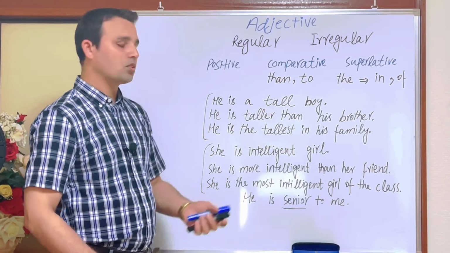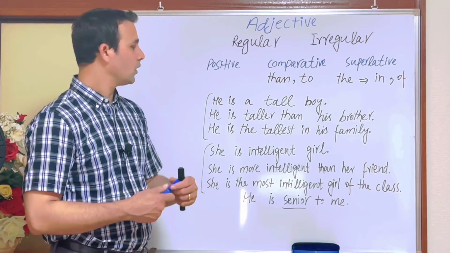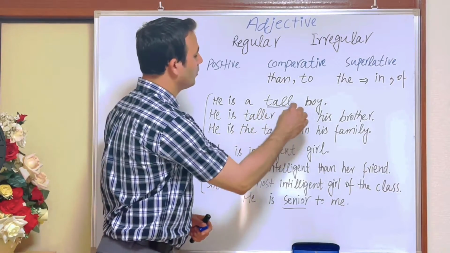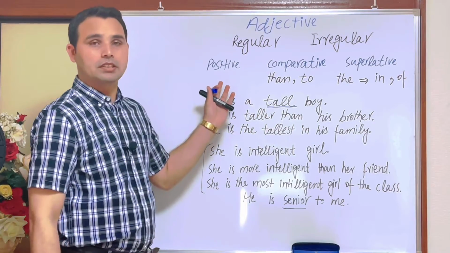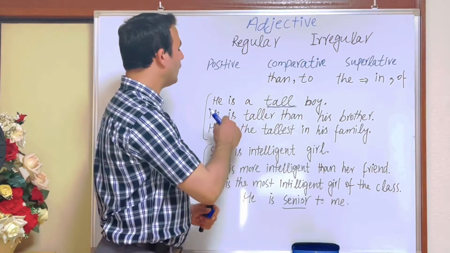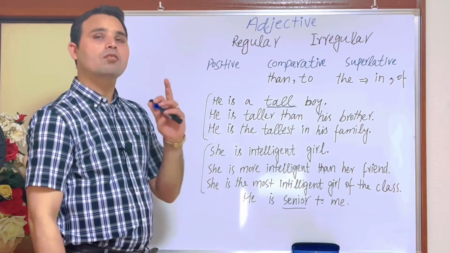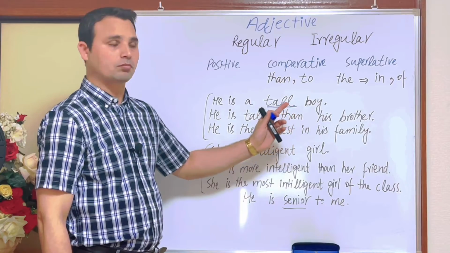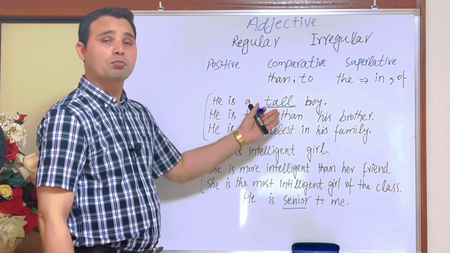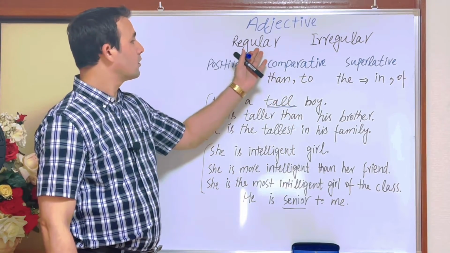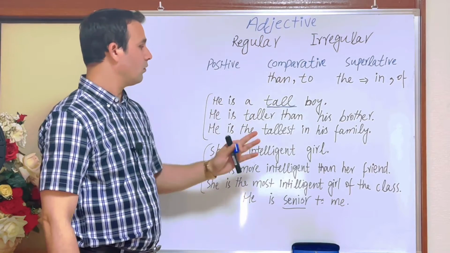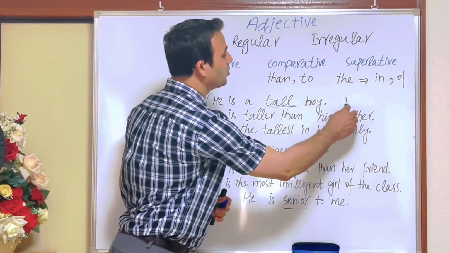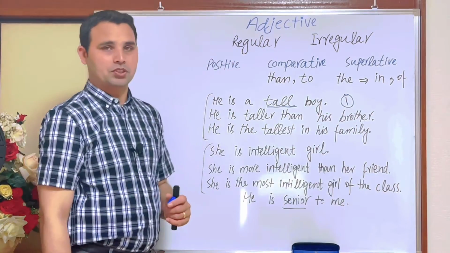He is a tall boy. Tall is positive degree, and this one is used for only one person. He is a tall boy. This is positive degree, this is a regular adjective, and this one is used for only one person.